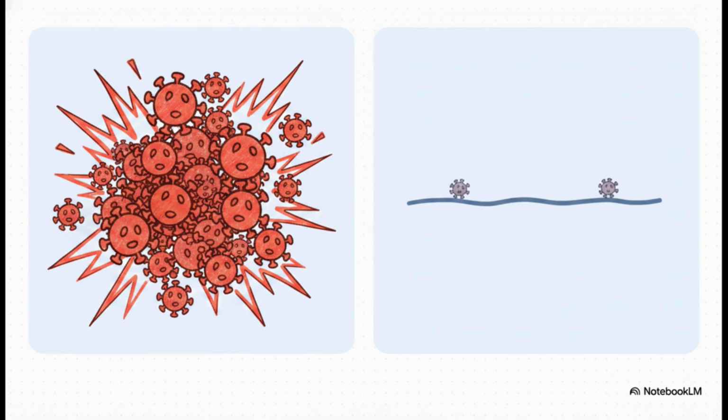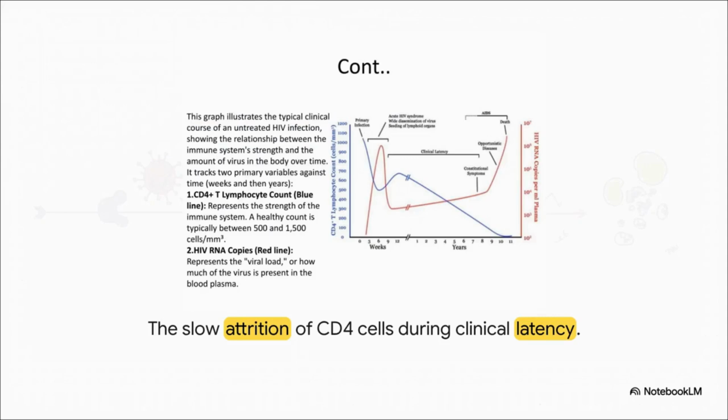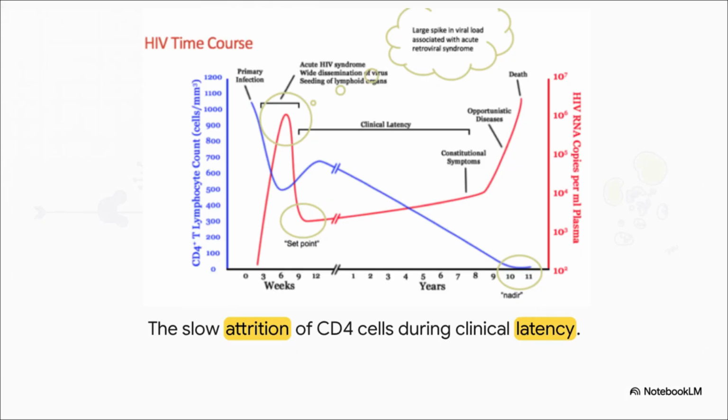Viral reproduction drops way down to establish a low set point. And during this time, the infected person might feel totally fine. I mean, absolutely zero visible symptoms. But as you can see, looking at years 1 through 8 on this timeline, that stability is a total illusion. Check out the slow, steady downward slope of that blue line.